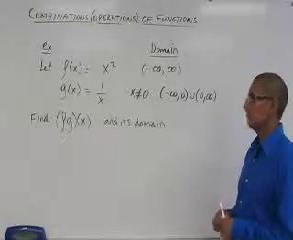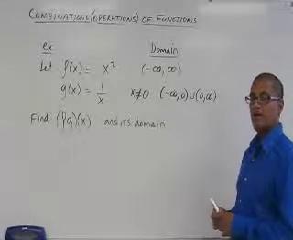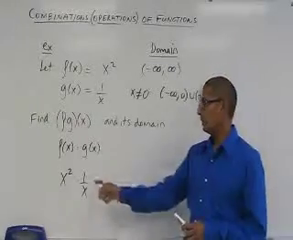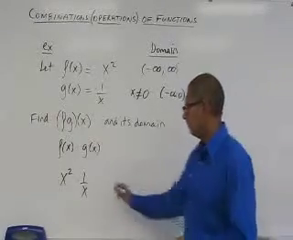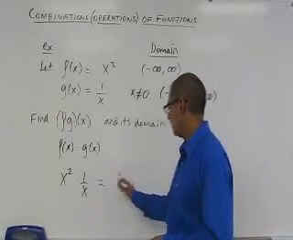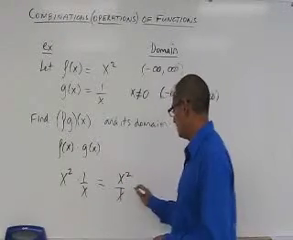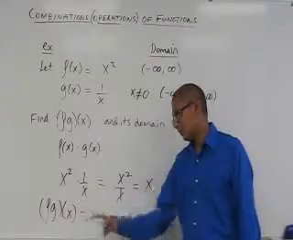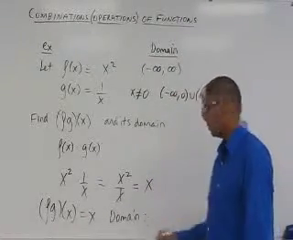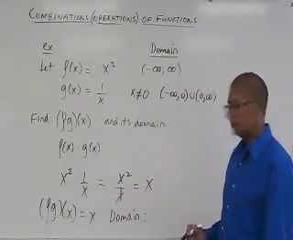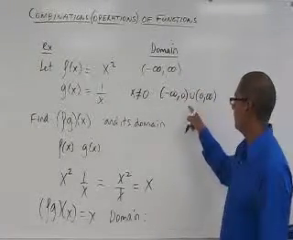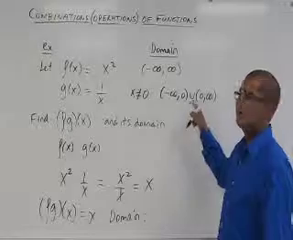So f g of x, that means f of x times g of x, and that's equal to x squared times 1 over x, which can be simplified to x squared over x, which just equals x. So f g of x is just x, and we want to know what is its domain. Well, its domain is going to be the intersection of these two domains, and they're almost the same, except you can't have 0 in the bottom one.